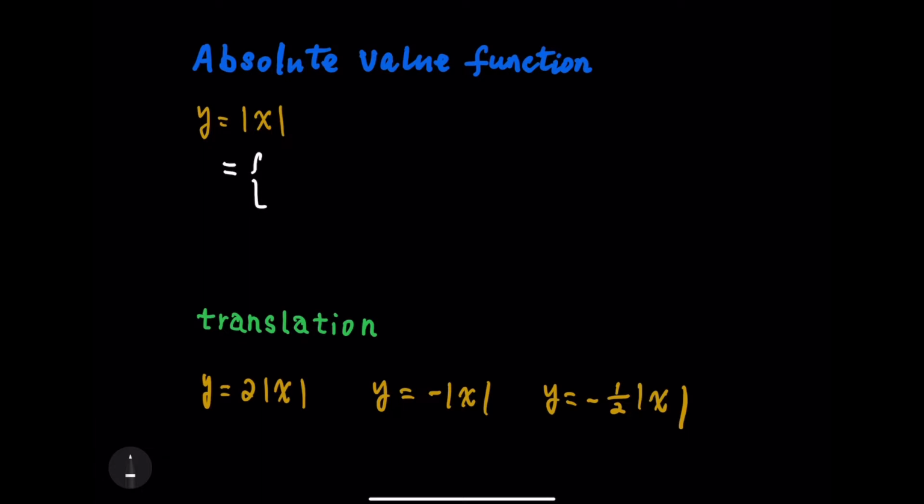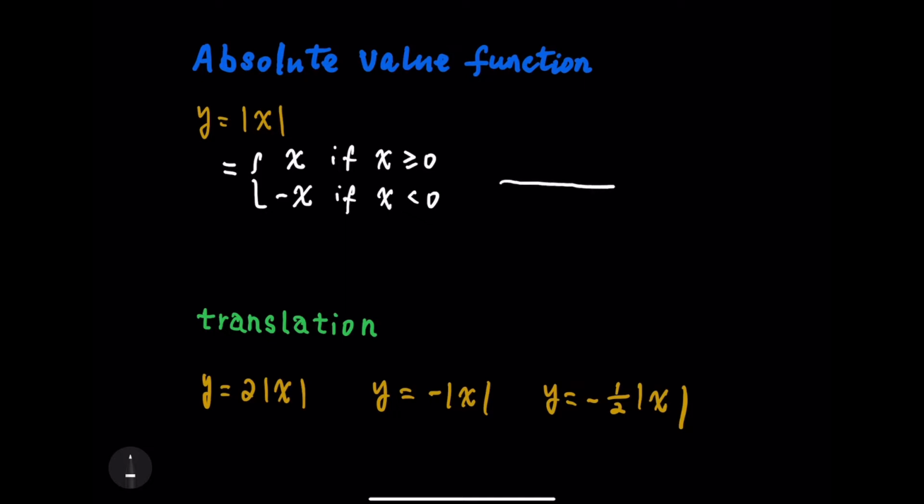The first piece is just equal to x if x is a positive number or zero. Or if x is a negative number, then the absolute value has to be positive, so we put an extra negative on the negative x values to get a positive number. So this is the piecewise function, and we can sketch it in this way.